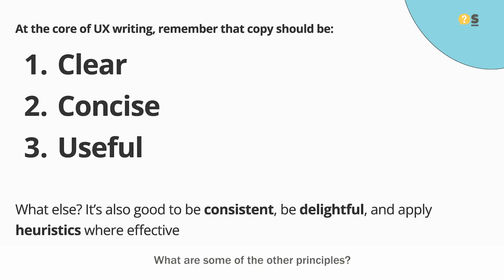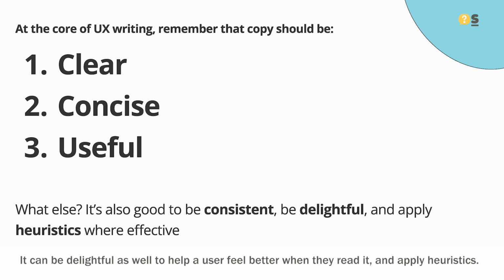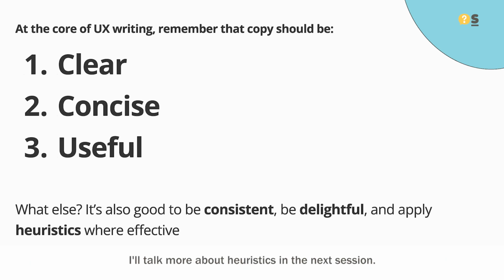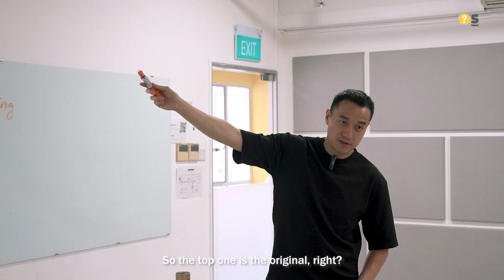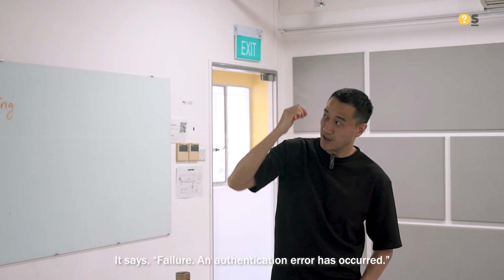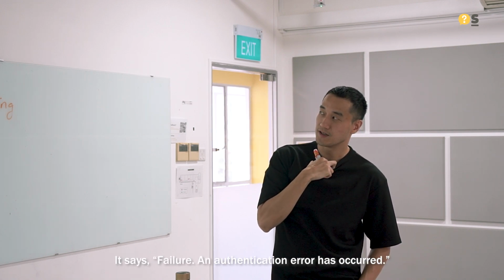What are some of the other principles? It's good to be consistent across what you design. It can be delightful as well to help the user feel better when they read it. And then apply heuristics. I'll talk more about heuristics in the next session. So let's have a look at this. Also an error message. The top one is the original. Right? What does the original say? It says failure. An authentication error has occurred.